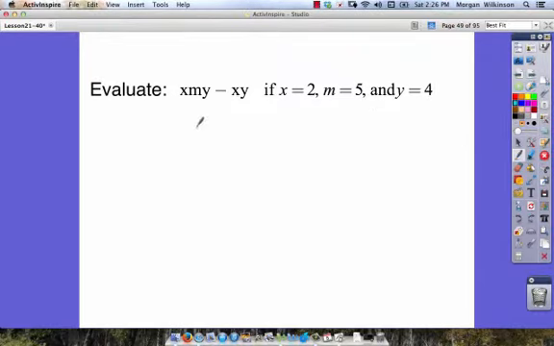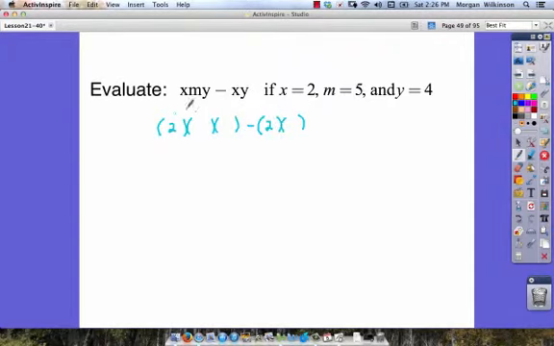Here we have to evaluate xmy minus xy if x is equal to 2, m is equal to 5, and y is equal to 4. So we're going to put parentheses all the way through to begin with. We've got (x)(m)(y) minus (x)(y). Now wherever we see x originally at the beginning and near the end, the second to last, we're going to put 2, because x must be equal to 2. So x is 2, then our next x is 2.